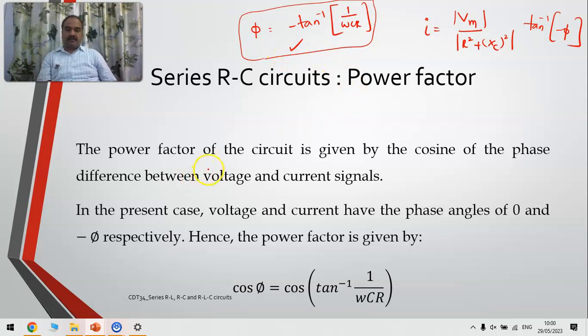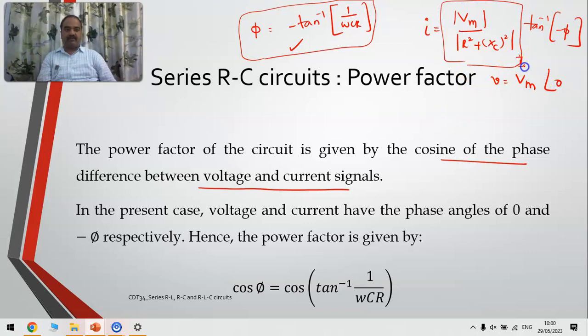Now, how to obtain the power factor? As already said, power factor is given by the cosine of the phase angle between voltage and current signals, right? So my voltage signal was very simple. It was Vm at an angle of 0. And this is my current, which I can call Im, and this is my current angle. So what I should do? Cos of 0 minus tan inverse of minus phi, right? In this present case, voltage and current have phase angles of 0 and minus phi.